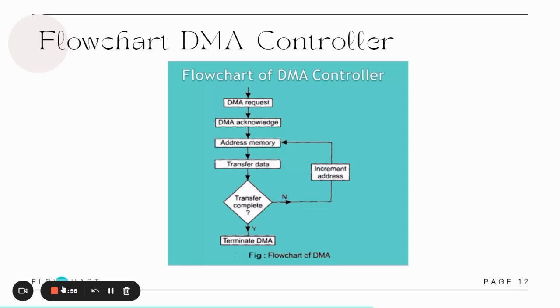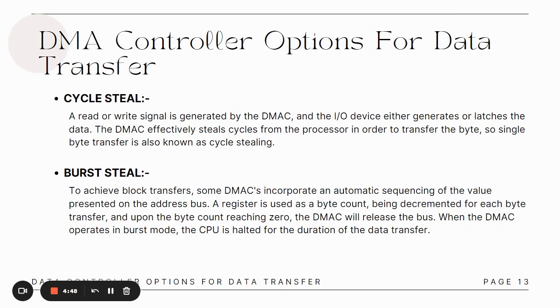Thank you. So our next topic is DMA controller options for data transfer. There are three DMA controller options. First is cycle steal, second is burst steal, and the third is the hidden DMA. So we will start with the first one, cycle steal.